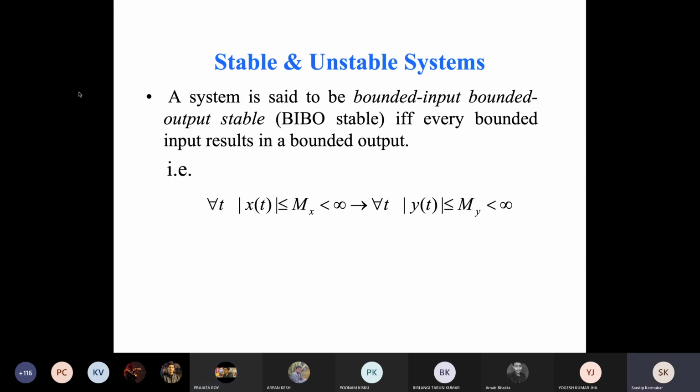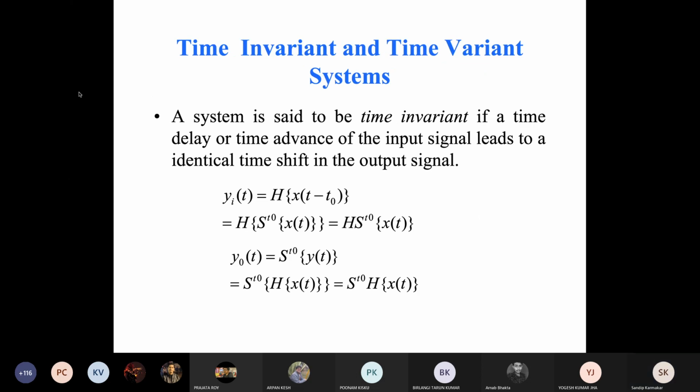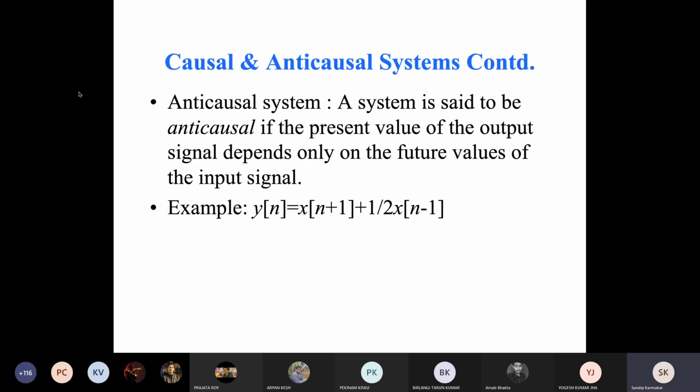Stable and unstable systems we will do next class. But let me ask, is this a time invariant or variant system? So we can check it. I'm just telling the methods, I'm not really sure about the answer. Like y[n + h] will be equal to x[n + h + 1] plus half x[n + h - 1].